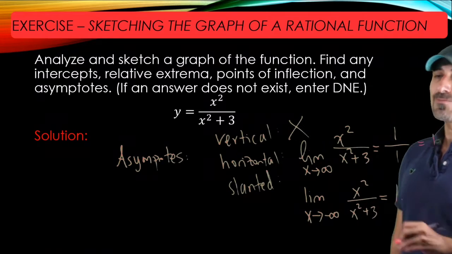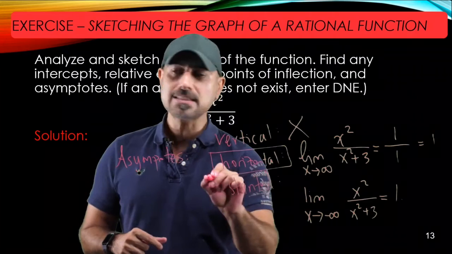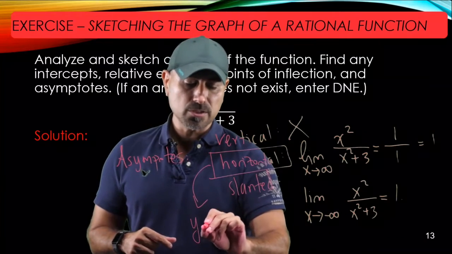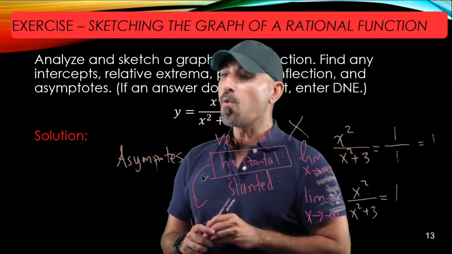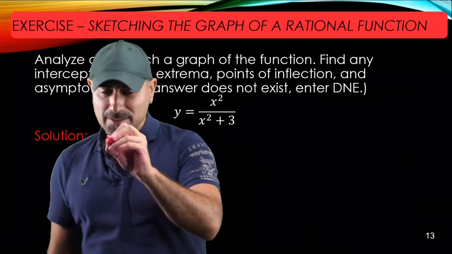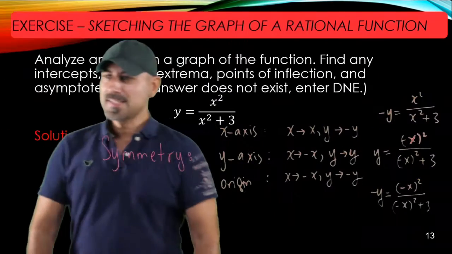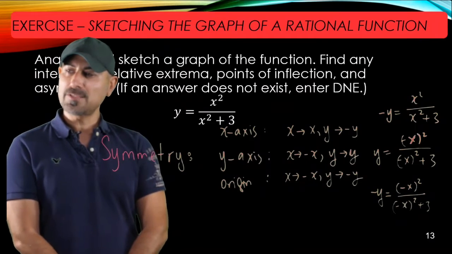So this limit as well is going to be 1. We have a horizontal asymptote, which is y equals 1. All right, the next item in the list is to check for symmetries. Here is how we check for the symmetries.